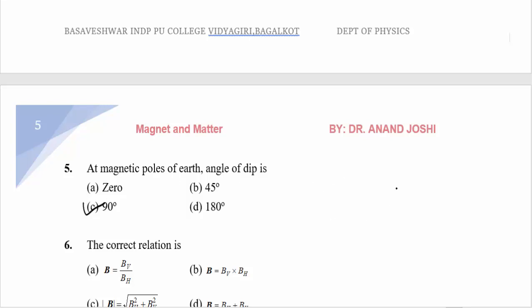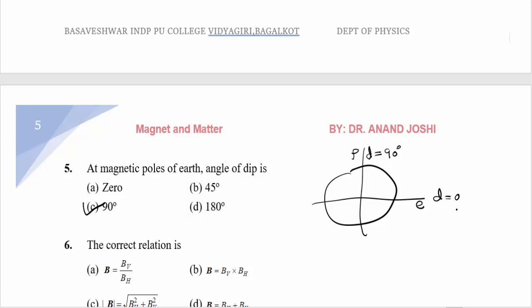If you take the Earth, once again I'll repeat, this is the polar axis, this is the equator. The angle of dip is 90 degrees here. The angle of dip is 0 degrees at the equator. Remember, at the equator dip is 0, at the polar axis dip is 90 degrees. In the polar axis the needle will be vertical. At the equator the needle will be horizontal. Okay, 0, 90. So the option is 90.